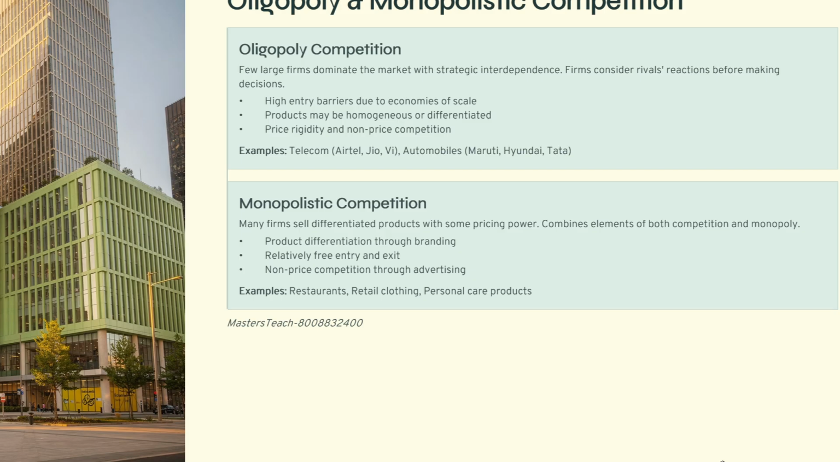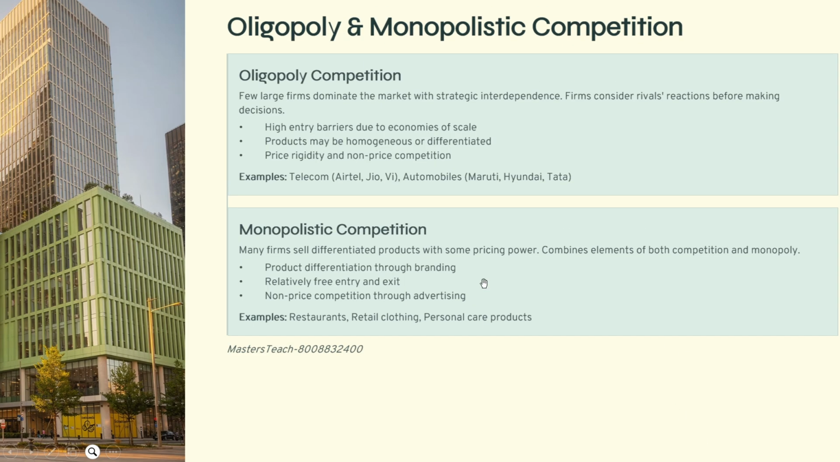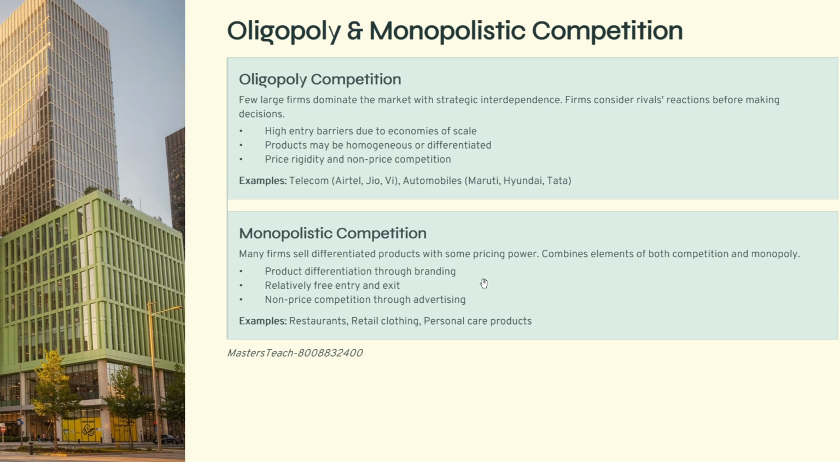Okay, these are the three competitors. In automobile: Maruti, Hyundai, Tata. Oligopoly means very large firms which dominate the market, and they are interdependent. So firms consider rival reactions before making decisions. There are high entry barriers because of investment. Products may be similar or a little bit different. Prices may be different, or there is non-price competition.